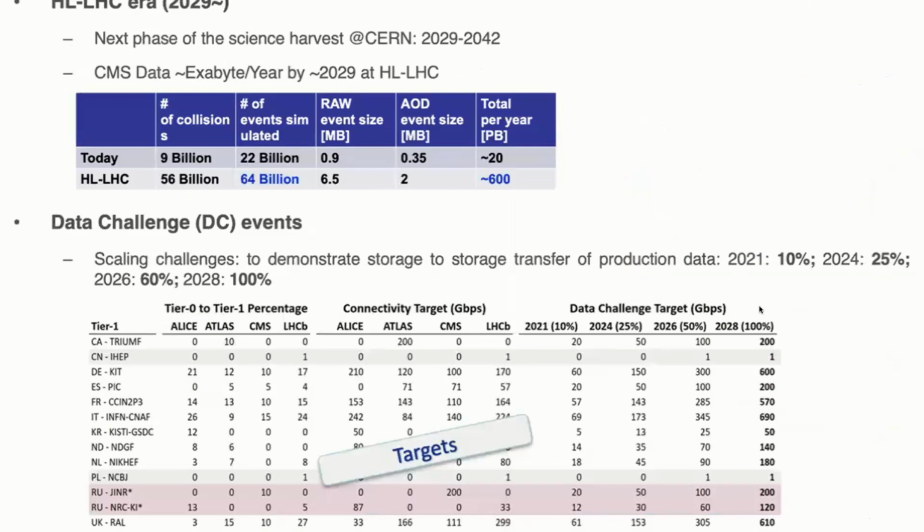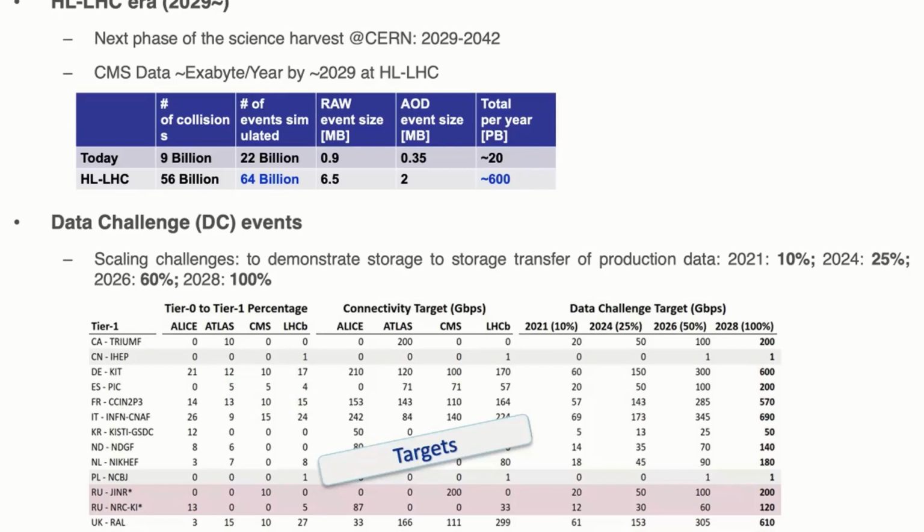So what is HL-LHC? Basically, this is the next phase of the science harvest at CERN, which will start from 2029. And if I talk particularly only about the CMS, it will generate a huge amount of data, which can be 20 times or 15 times larger than the current. You can see in this table how much data we are currently generating per year. And in the future, in the HL-LHC era, it will be 600 petabytes of data.